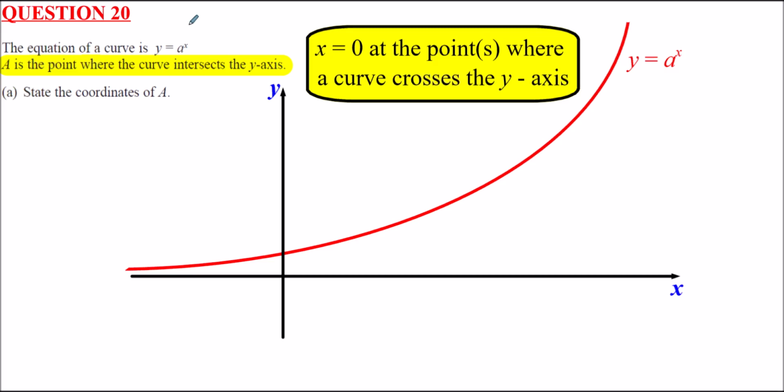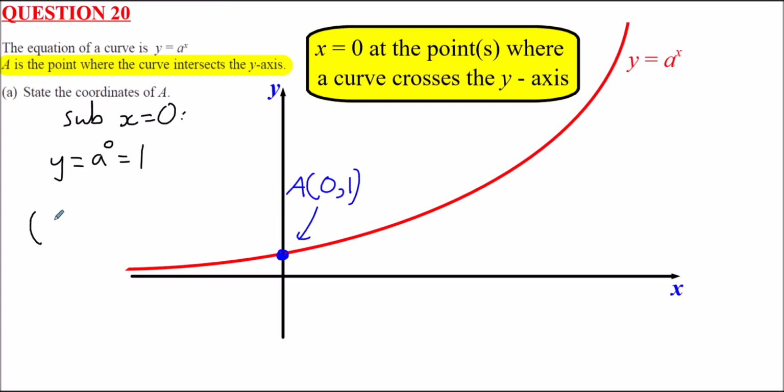So based off this, we can just sub in what y is when x is 0. So when x is 0, y is a to the x, which is a to the 0. Now anything to the power 0 is 1. So therefore, where it crosses the y-axis, which is this point here, that's when x is 0 and y is 1. So the coordinates of A is here. A is just simply (0, 1).